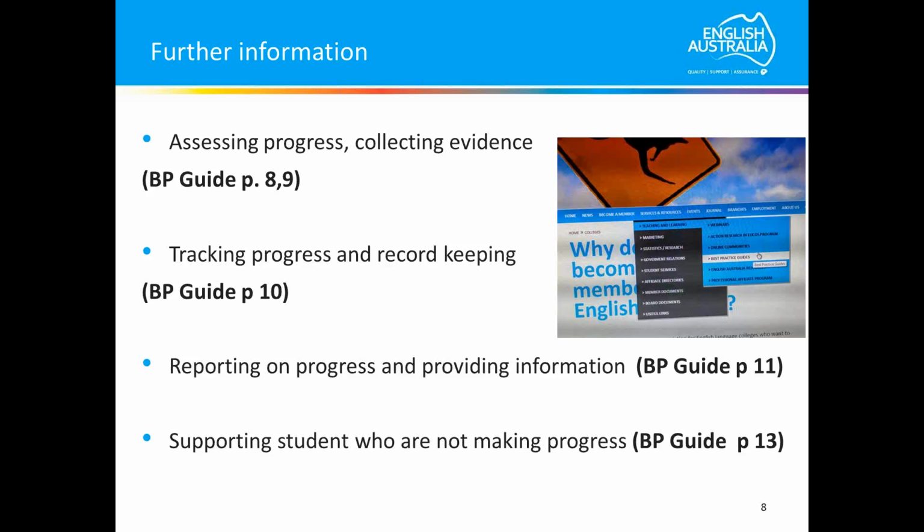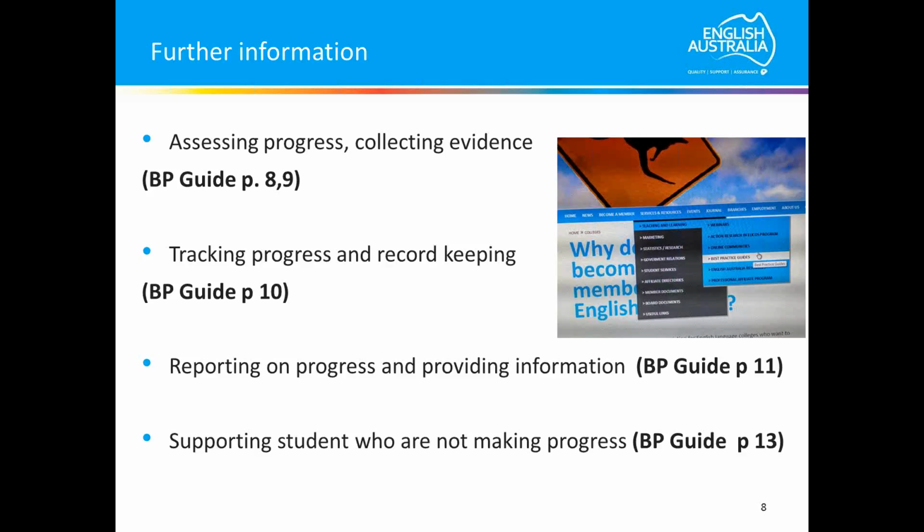So please look at the guide to find out more information on assessing progress and collecting evidence of progress in ELICOS. You will find this information on pages 8 and 9. How to track progress, both formally and informally. Record keeping is really important especially when it comes to reporting students. You do need your records in order. You need to have followed your procedures correctly. You will find more information on this on page 10. Reporting students on progress and how to provide information. You will find this on page 11. How to support students who are not making progress.